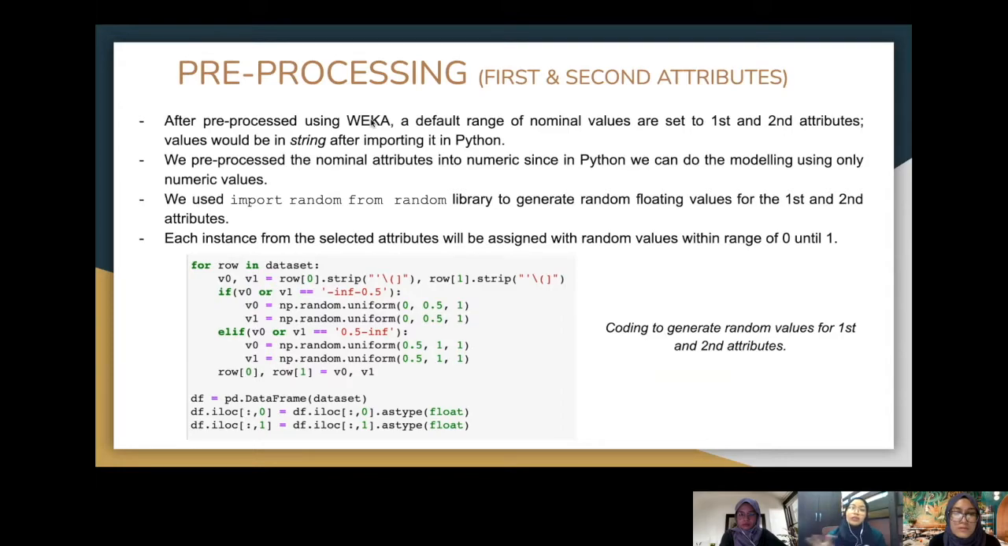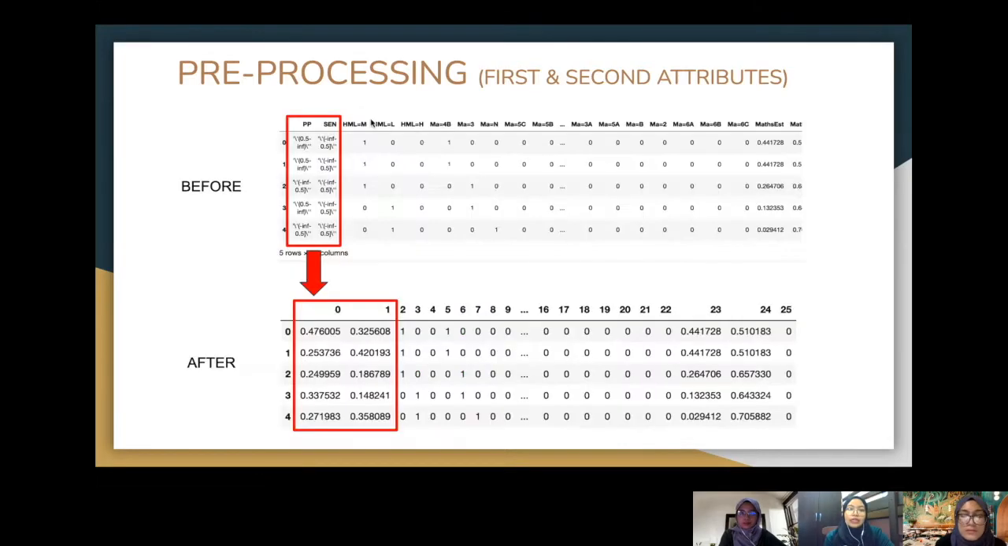Therefore, we use a library, import random from random, to generate random floating values with range from 0 to 1 for both attributes, and this is the coding that we use to randomly generate the values. Next, as you can see, the before dataset has nominal values after we discretize them, and the after dataset, after we use Python coding, has random numeric values ranging from 0 to 1.